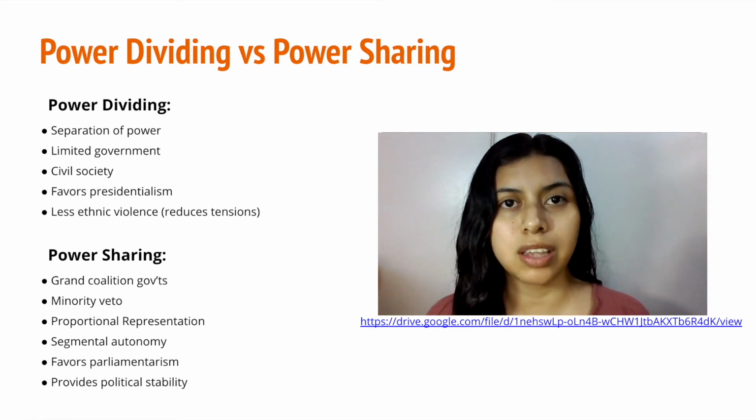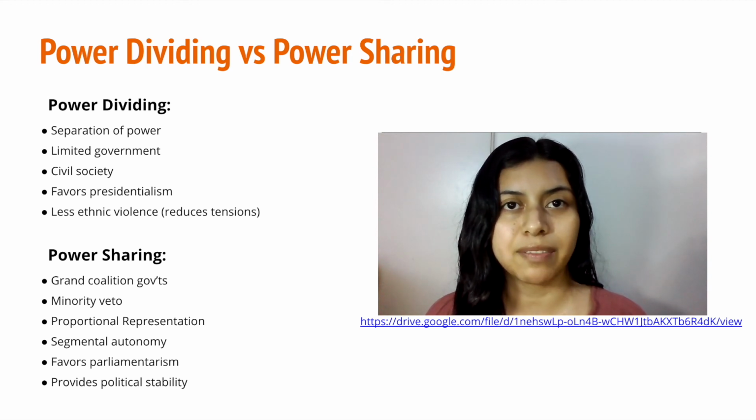As you can see on the slide, power dividing involves the separation of powers in order to create more balance between the minorities and the majorities. It also has a limited government to protect the rights of citizens. This leads us to the strengthening of a civil society to empower individuals. Power dividing favors presidentialism and generally promotes less ethnic violence because it reduces tensions between groups.